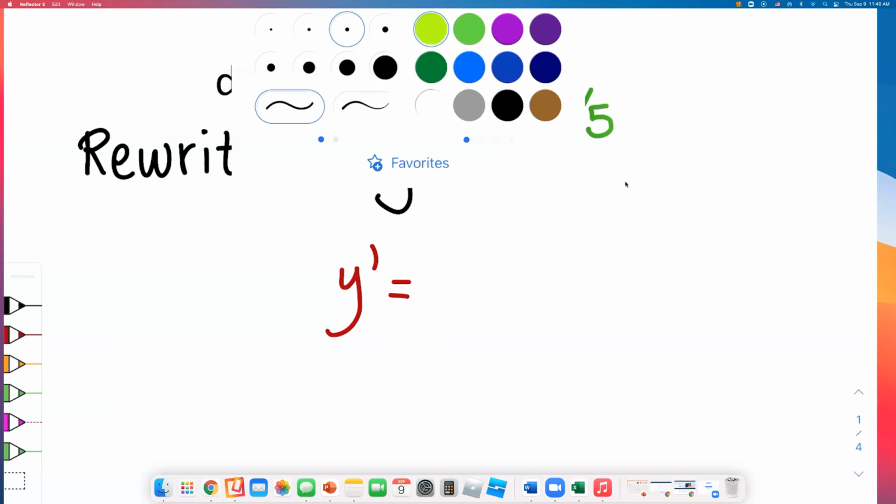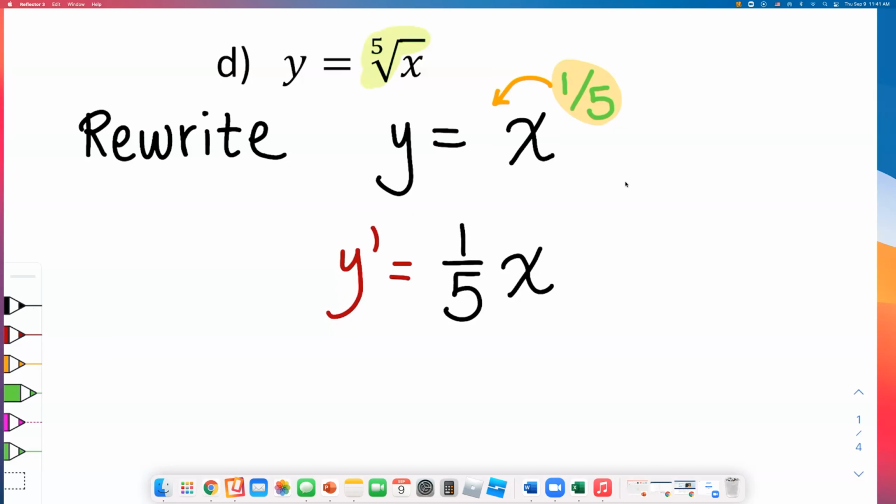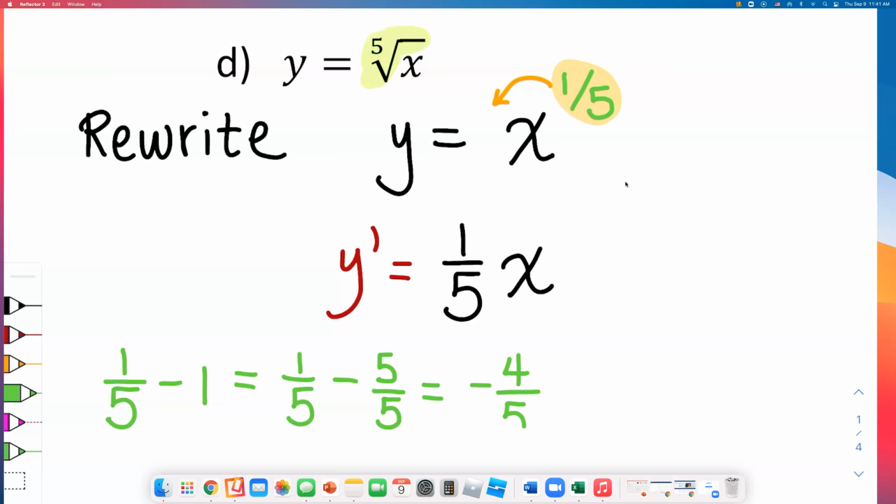Bring down that exponent of 1/5. This 1/5 comes to the front. So you will have 1 over 5 x to the... Now you know what you have to do. You have to do your fraction subtraction. I need to do 1/5 minus 1. I always have to subtract 1 from the original fraction exponent. So I'm doing 1/5 minus 5 over 5. The new exponent should be negative 4 over 5. So I'll stick that up there, negative 4 over 5.